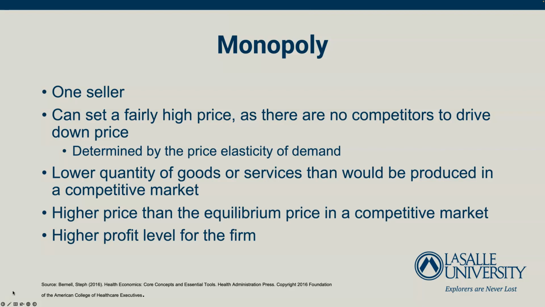Under monopoly, as I'll show you in just a few moments, we tend to have a lower quantity of goods or services than would be produced under perfect competition. We also have a higher price than the equilibrium price in a competitive market, and also a higher profit level for the firm. So high profits can be sustained into the long run under monopoly.